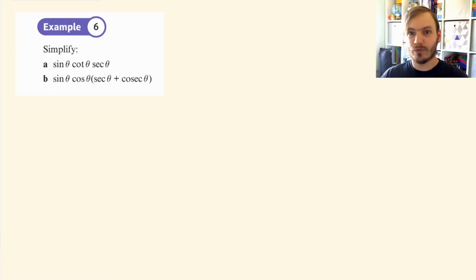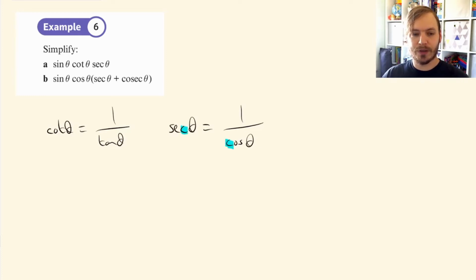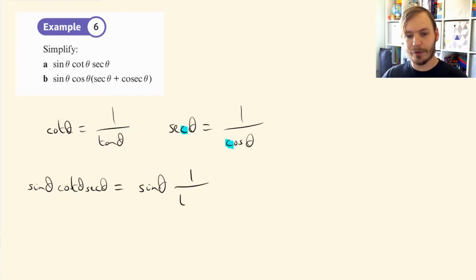So all we're going to do is remind ourselves that cot theta is the same as 1 over tan theta, and that sec theta is the same as 1 over cos theta. Again, as a reminder, we've got this third letter rule to help you remember which way around they go. And that means that sine theta, cot theta, sec theta is actually the same as sine theta times by 1 over tan theta times by 1 over cos theta.